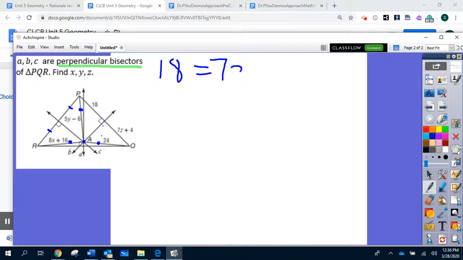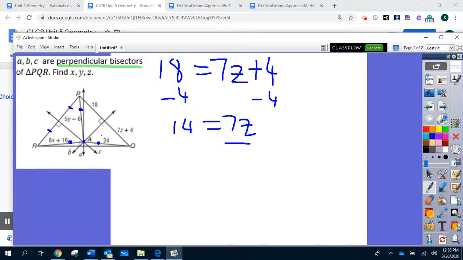So 18 equals 7z plus 4. In order to solve this equation, I will subtract 4. So I will have 14 equals 7z. Just divide by 7 and you get z equals 2.